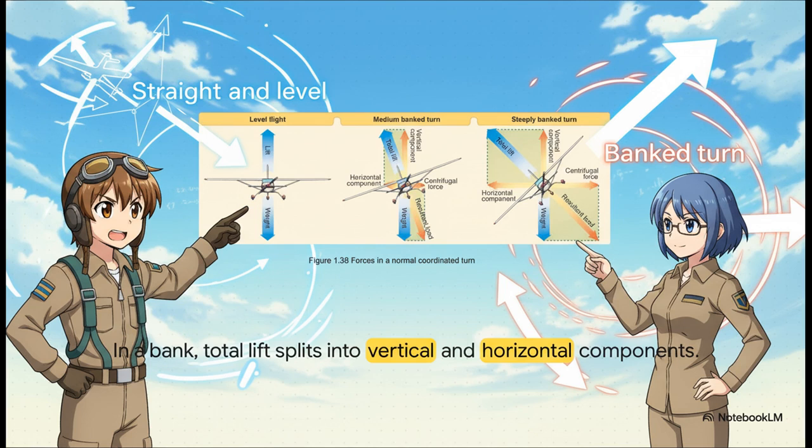As you roll into a medium or steep turn, your total lift vector tilts. It literally splits into two distinct parts, a vertical component and a horizontal component. Notice how the vertical component of lift actually shrinks, while that new horizontal component grows.